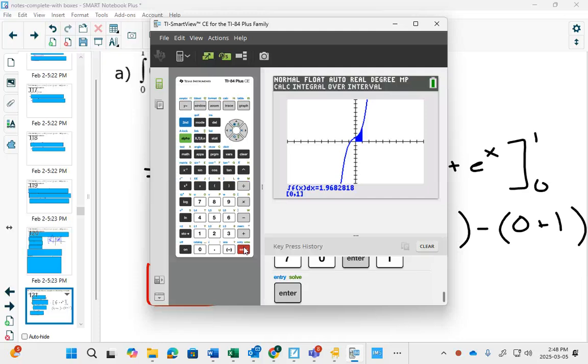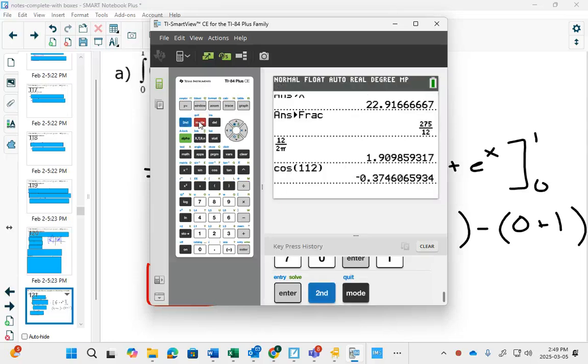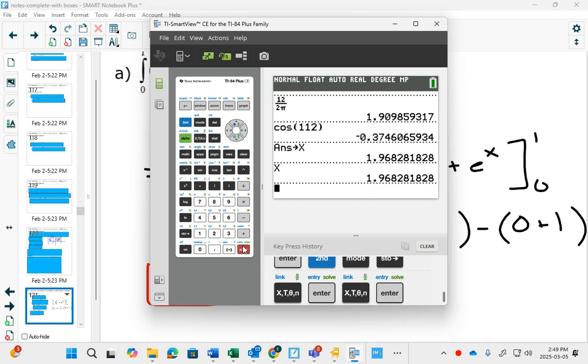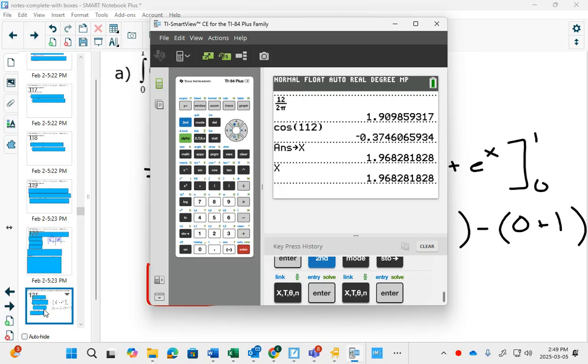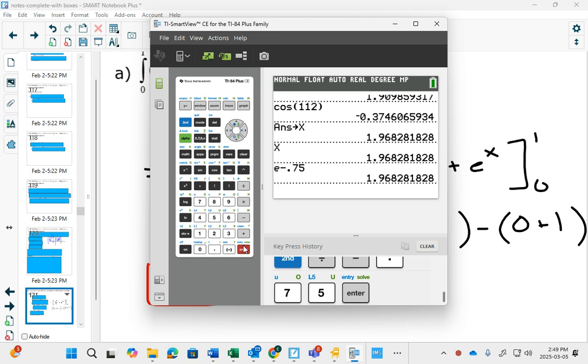We're more accurate than our calculator. Our calculator right now has it as a value. So anytime I solve this, I can store that answer as x, so that I can see that I get 1.96. We calculated it exactly to be e minus 3 over 4. Check this out. Exact same number. Really?